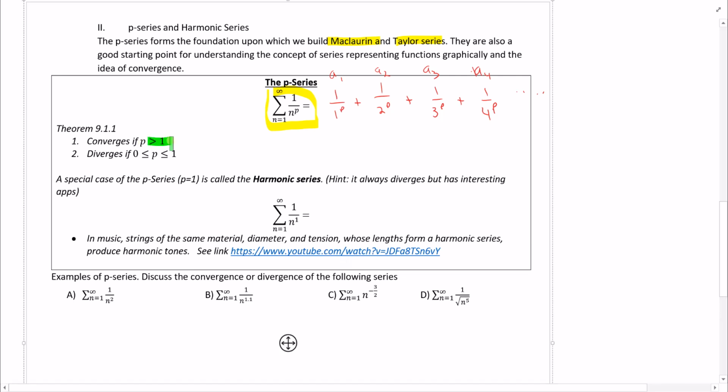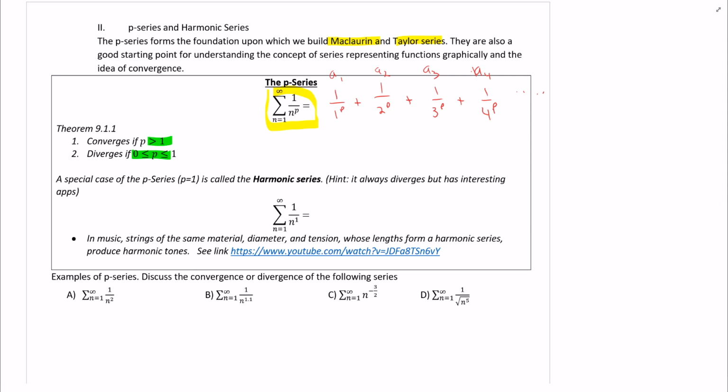So, simply put, it converges if your p is greater than 1. So, such as 1.1, 1.2, 1.3, 1.5, 2, 3, 4, 5, 100, so on and so forth, right? And it diverges if p is between 0 and 1. It's kind of like the opposite of the geometric series, right? So it diverges if you have a fraction or some number less than 1, all right?